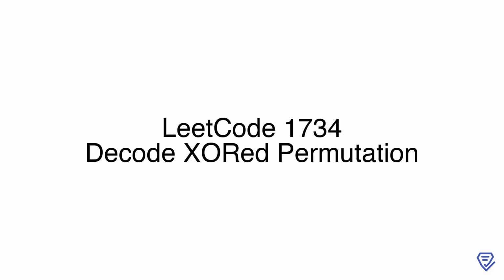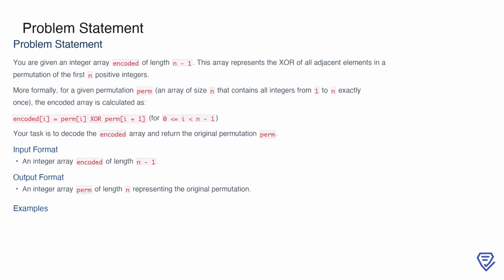Let's get started. In this problem, you are given an integer array called encoded, which is of length n-1. This array is derived from a permutation of the first n positive integers. A permutation is essentially an arrangement of all integers from 1 to n in some order, where each integer appears exactly once. Now, the encoded array is constructed by XORing adjacent elements in this permutation. Specifically, for every index i from 0 to n-2, the value at encoded[i] is the result of XORing perm[i] and perm[i+1].